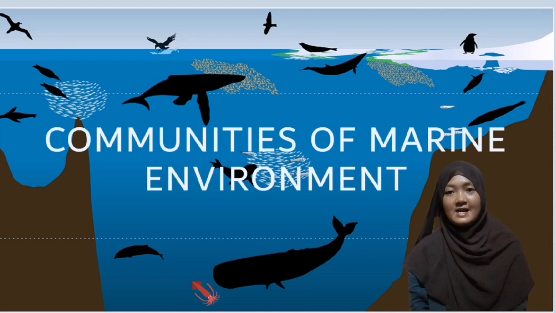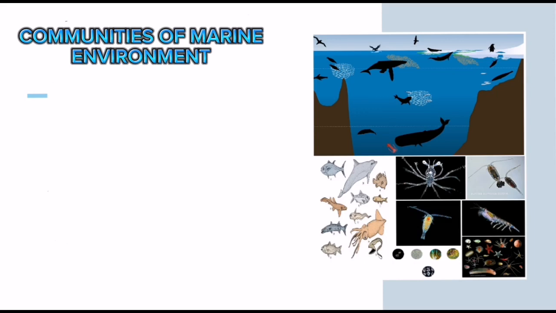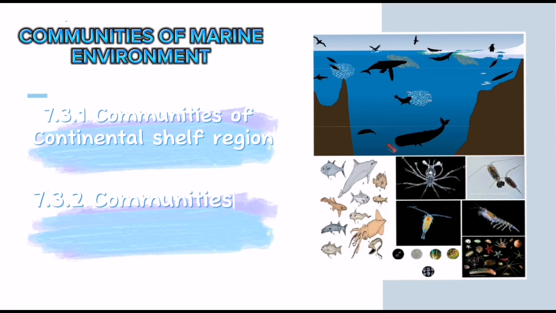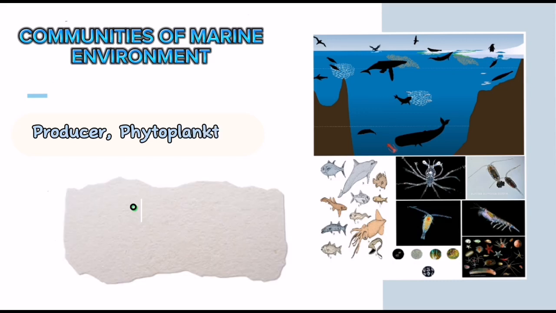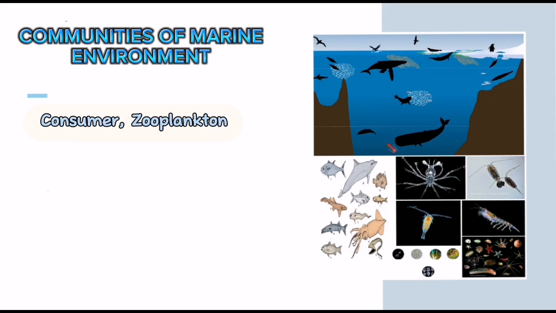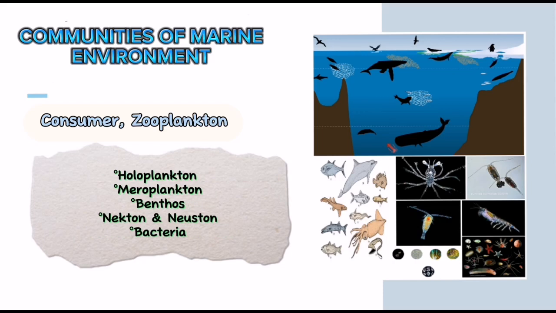This is the last topic of chapter 7, which is 7.3 Communities of Marine Environment. The communities of marine environment. There are two topics on it: 7.3.1, the communities of continental shelf region, and 7.3.2, the communities in the oceanic region. Producer: phytoplankton, diatom, and dinoflagellate. Consumer: zooplankton, holoplankton, meroplankton, benthos, nekton, and neuston. And the last is bacteria.